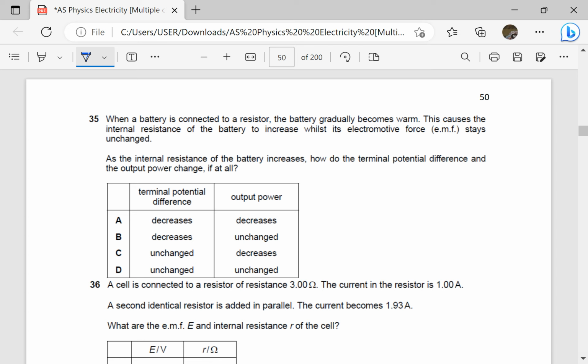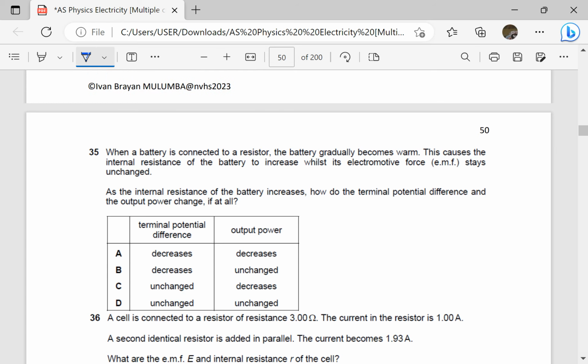When a battery is connected to a resistor, the battery gradually becomes warm. This causes the internal resistance of the battery to increase, whilst its electromotive force stays unchanged. As the internal resistance of the battery increases, how do the terminal potential difference and the output power change? Let's try to think about this by drawing a sketch. We have a battery with some internal resistance r. It is connected to a fixed resistor outside of resistance capital R. So this is our battery.